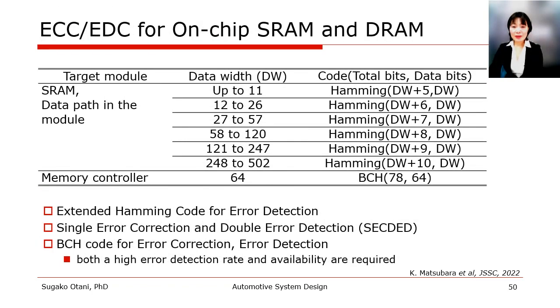I will introduce the other safety mechanisms. EDC is used for error detection of data stored in SRAM in chips and DRAM in the external memory. The extended Hamming codes, single error correction, double error detection, and BCH codes are applied according to the use case.